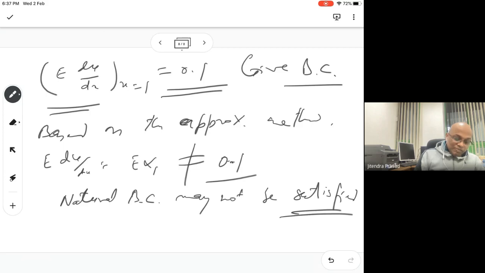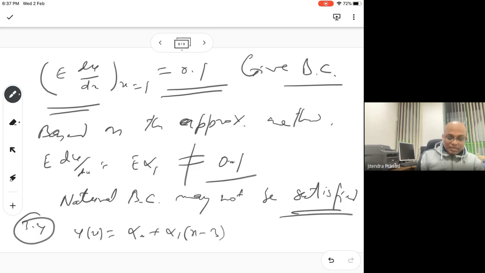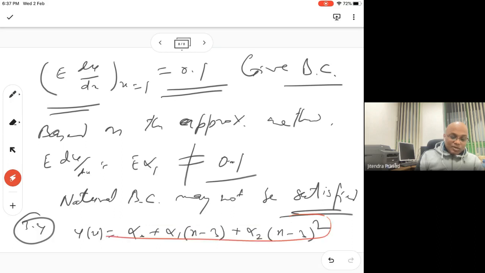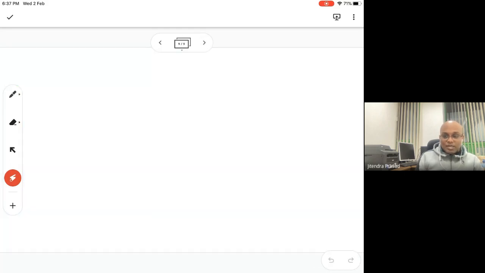Now problem 3.4, it says that u(x) equals alpha naught plus alpha 1 (x minus 3) plus alpha 2 (x minus 3) squared. So it is asking you to use this formulation, use this trial function, and find this value. You can do it the same way we did before, the only thing is this will require more time to solve, so it will be numerically lengthy because you have to integrate and all. Otherwise the same process you have to follow.